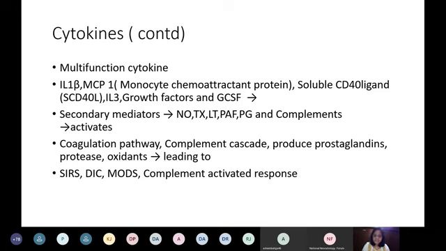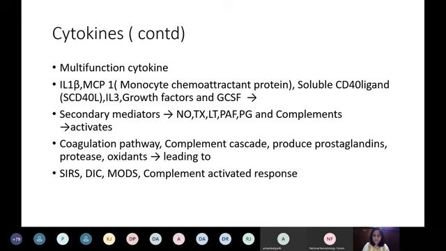So once these things are high in the body, they release the secondary mediators. Secondary mediators are nitric oxide, thromboxane, leukotriene, PAF and prostaglandins, apart from complements. Once the secondary mediators are activated, they activate further pathways, either the coagulation pathway, which is going to cause DIC, microthrombi, clots, which we find out by checking our PT, PTT levels, fibrinogen, D-dimers and all that.